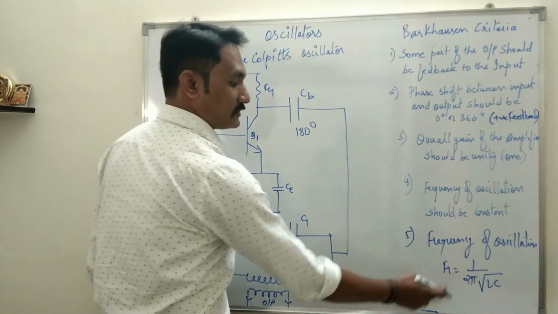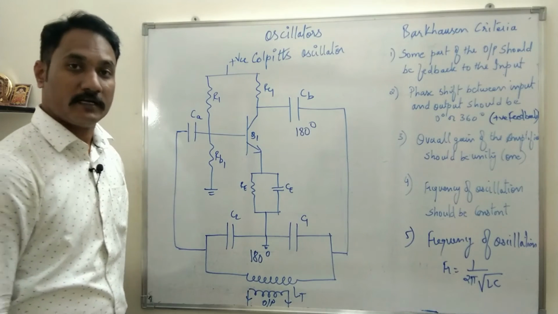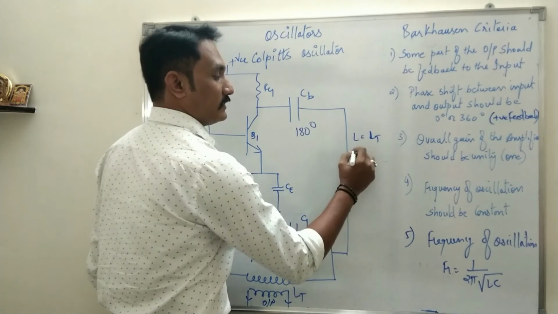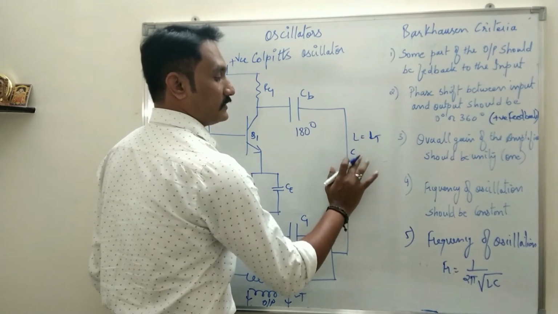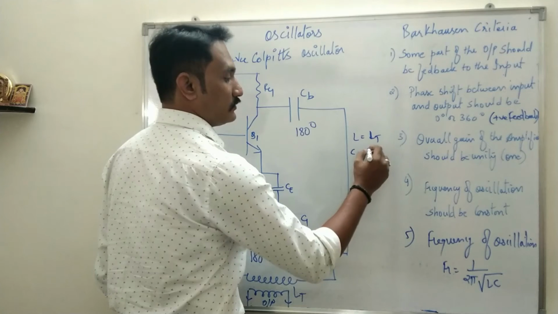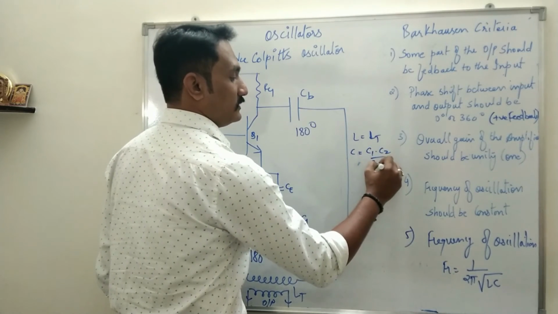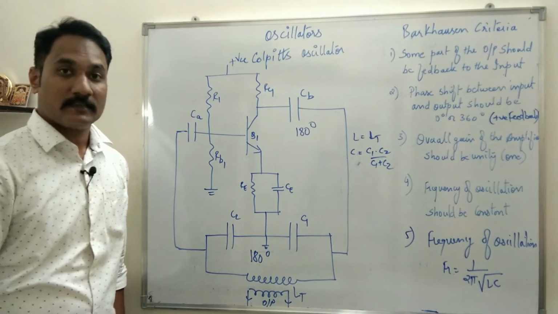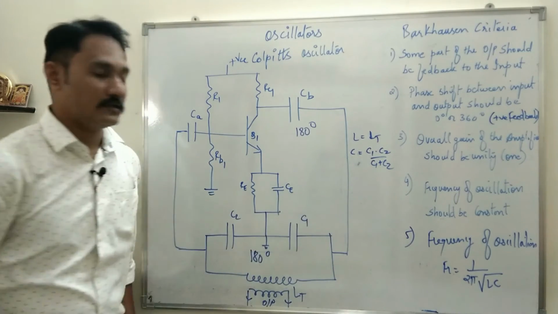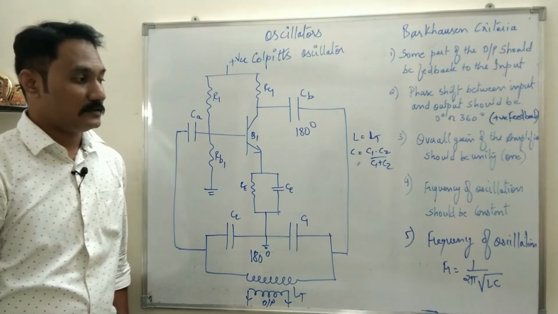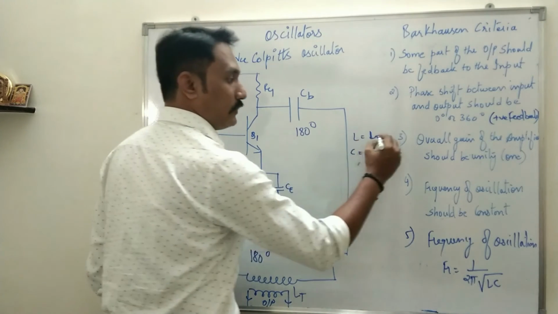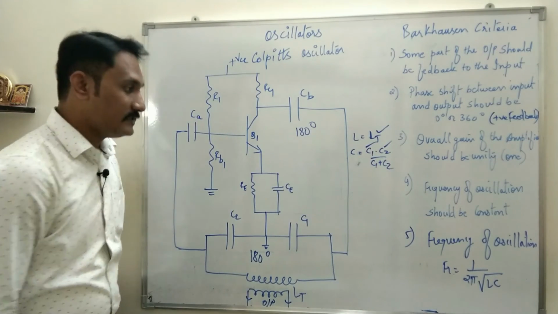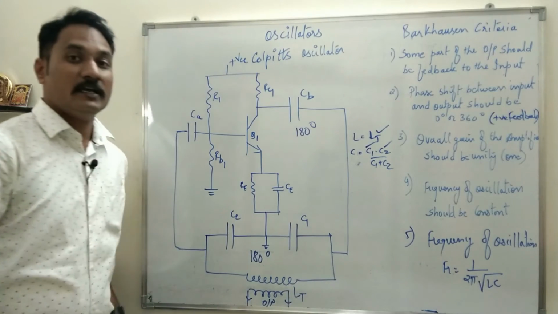Frequency of oscillation is given by fr is equal to 1 upon 2 pi under root of LC. Here L is LT and C, the capacitor, we have two values, C1 and C2, so C1 into C2 upon C1 plus C2. When two capacitors are connected in series, the equivalent capacitance is calculated by this formula, C1 into C2 upon C1 plus C2. So if you keep the values of LT, C1 and C2 constant, the frequency of oscillation will be constant.